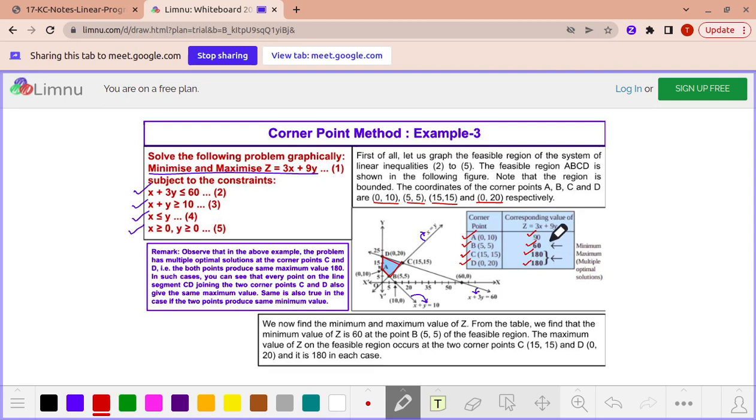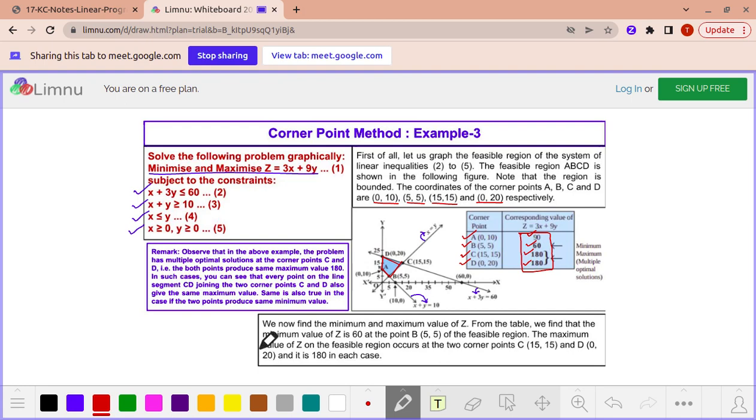So as we need to find both minimum and maximum value, what we get, dear students, is that for all these 4 values we get the minimum value as 60 and maximum value as 180, and the maximum value is obtained for multiple values of x and y. So when x equal to 15 and y equal to 15, we get the maximum value 180. When x equal to 0 and y equal to 20, then also you get the maximum value 180. Okay, so we get the solution.